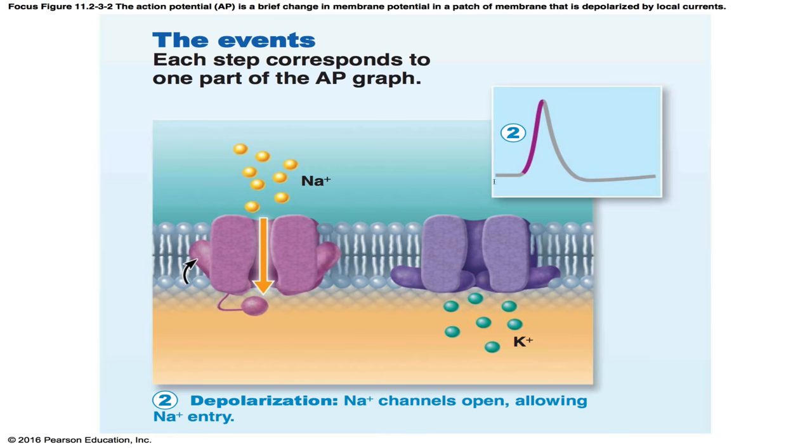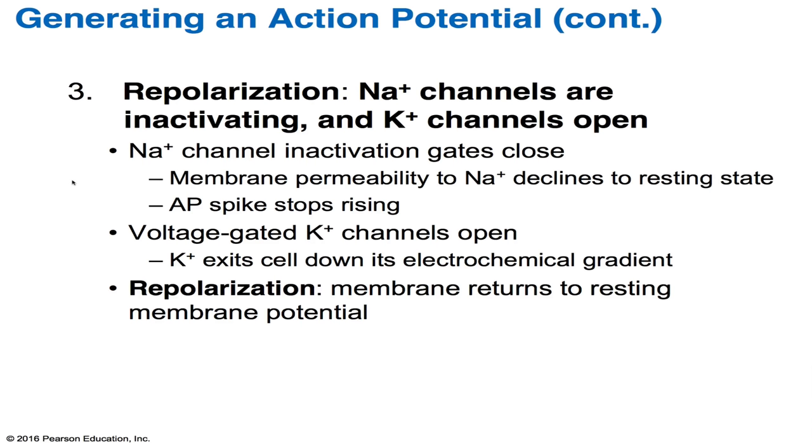And in this image over here, you can see on this graph that we had a depolarizing current passed through. What that does is translate into opening these voltage-gated sodium channels, so both activation and inactivation gates are open. Now sodium is going to be able to pass through into the inside of the cell. Step three is repolarization. So we have sodium channels that are inactivating and the potassium channels that are open.